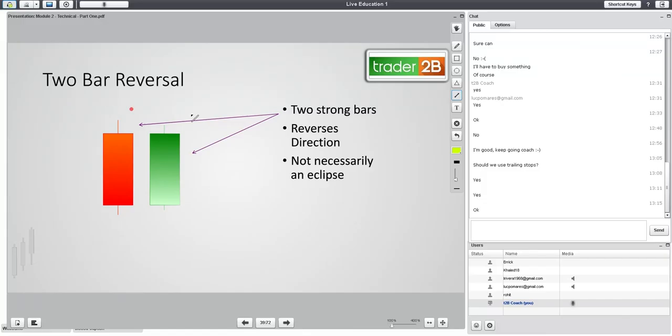Two bar reversal. So two bar reversal essentially represents two strong bars, reverses direction, and not necessarily an eclipse in the price.